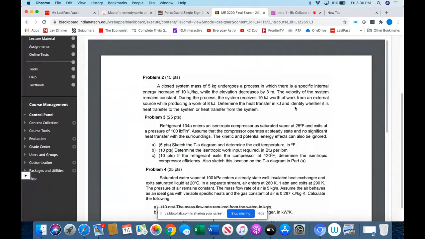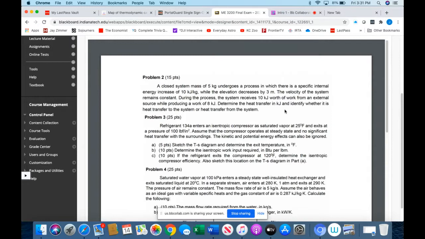while producing a work of 8 kilojoules. That could be boundary work that is working against the environment, or it could be raising a weight due to some work process. You are to determine the heat transfer in kilojoules and identify whether the heat transfer was to the system or away from the system.